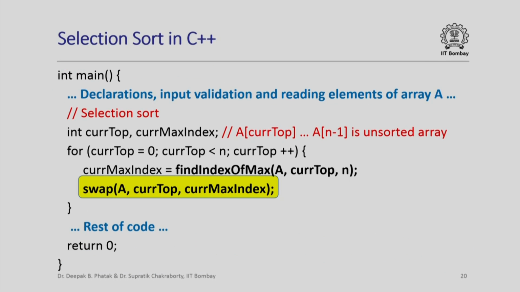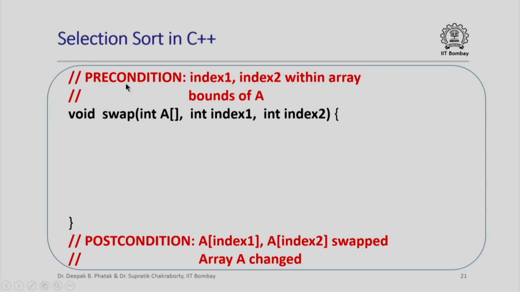How would the function swap look like? Once again, this would be the precondition that index 1 and index 2, the two indices I am passing to swap, are within the array bounds of A, and the post condition is that A index 1 and A index 2 should be swapped, and of course this changes the array.